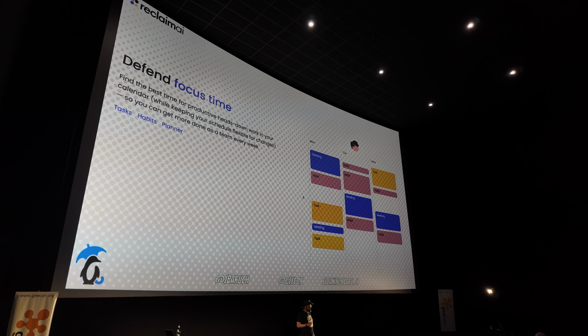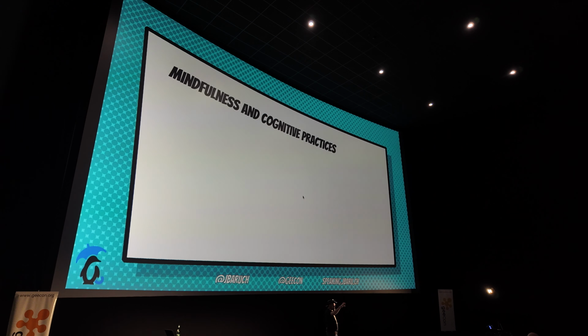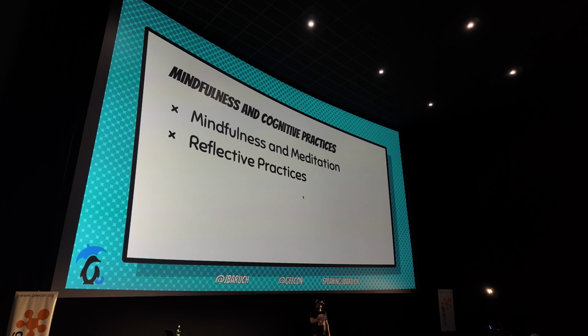All right, what else? Mindfulness and cognitive practices. This sounds like hippie stuff, but now that we know that we have a battery in our brain, proved by science, wouldn't it be worth taking care of it and making sure that we get the most out of it? Stuff like meditation, reflective practices, single tasking, forcibly thinking about one thing at a time. This stuff sounds like hippie mumbo jumbo, but it actually works.